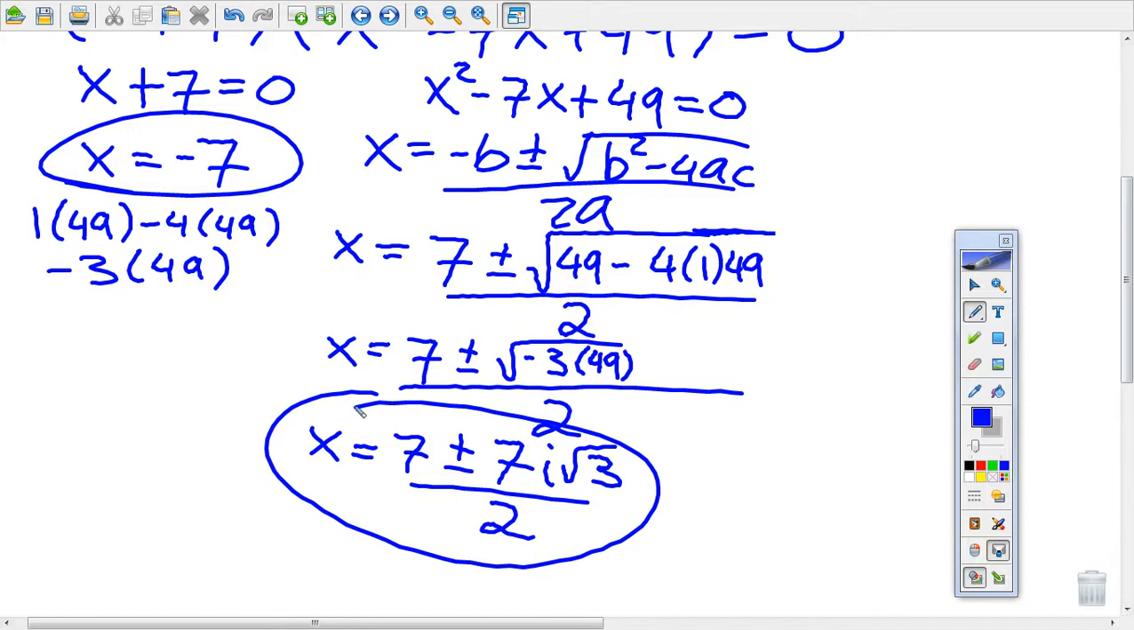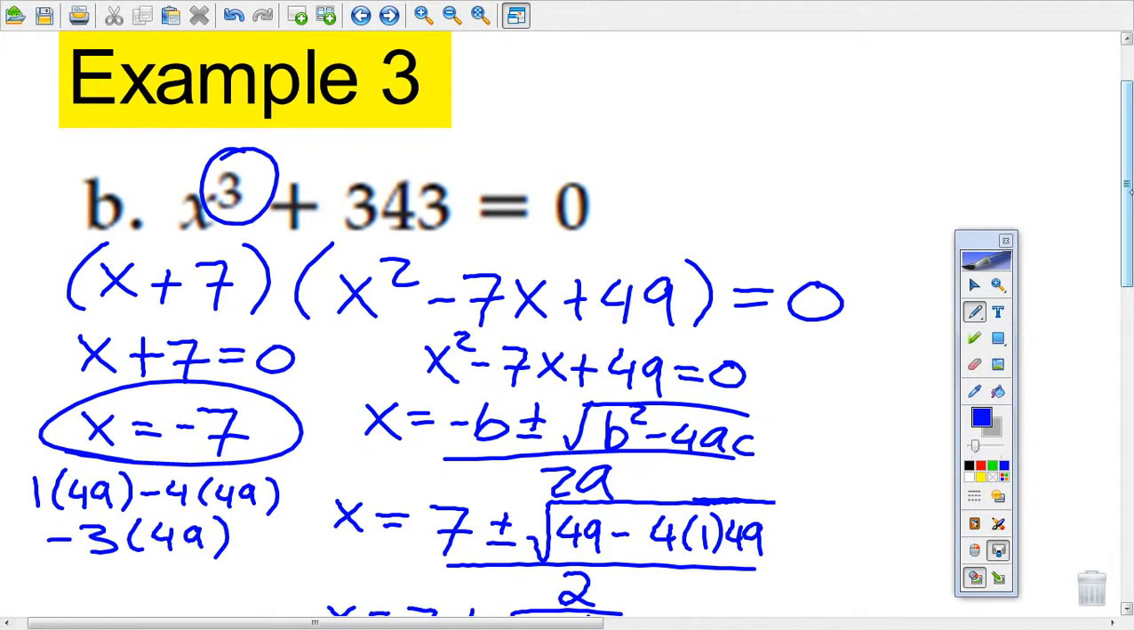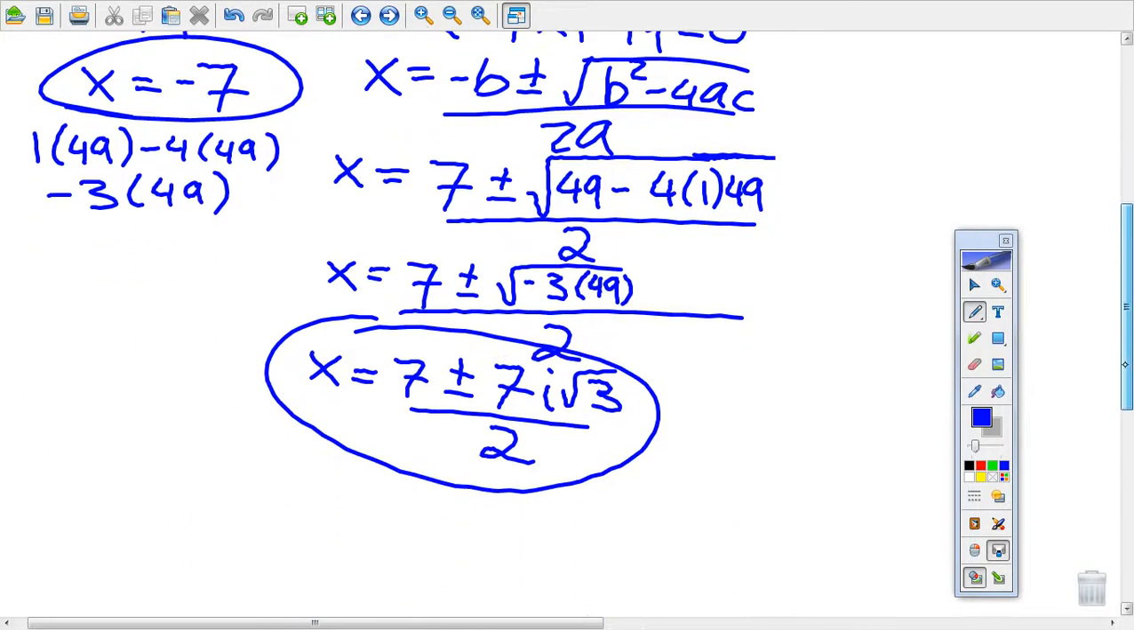So if you were to take the function y equals x cubed plus 343 and enter it on your graphing calculator, you will only find one place where it crosses the x-axis. But there are in fact 3. 2 of them are lurking on the imaginary plane. Wow.